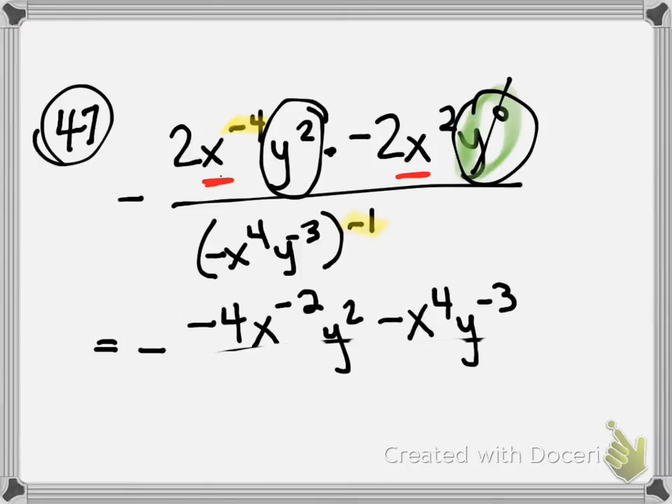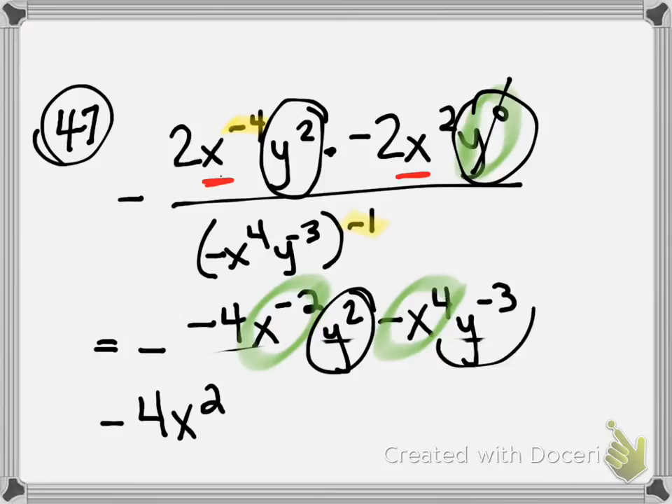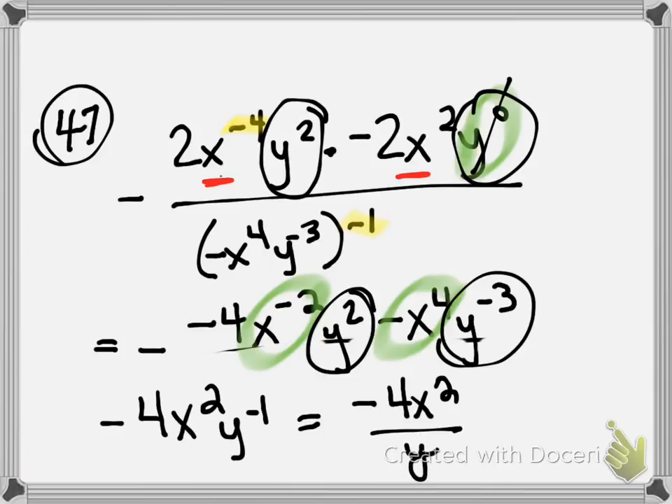Now it's still multiplication. So let's just look at the negative out front. The negative times the negative 4, those would turn positive. And I have x to the negative 2 times negative x to the 4th. So that's going to give me a negative, and I'm going to put that negative out front because that's where they go. Negative 2 plus 4 is x squared. And then a y squared times a y to the negative 3 is a y to the negative 1. And then that's going to simplify, because I can't have that negative 1, to negative 4x squared over y.